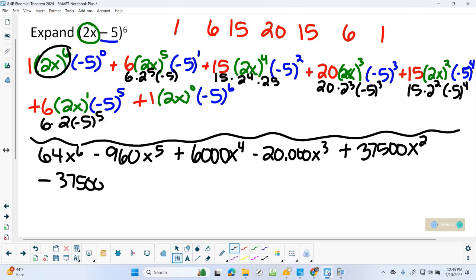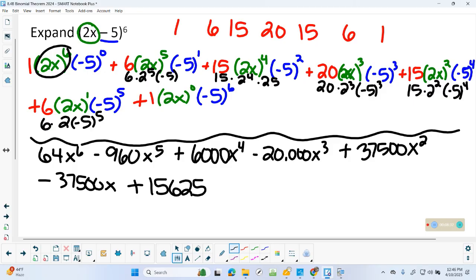And x to the first, I'm just going to put x, of course. Okay, final term. 1, whatevs. 2x to the 0, 1, who cares? Okay, we really need to know what's -5 to the 6. 6 negatives, I know it's going to be positive. Yeah, 15,625, whew, big numbers.